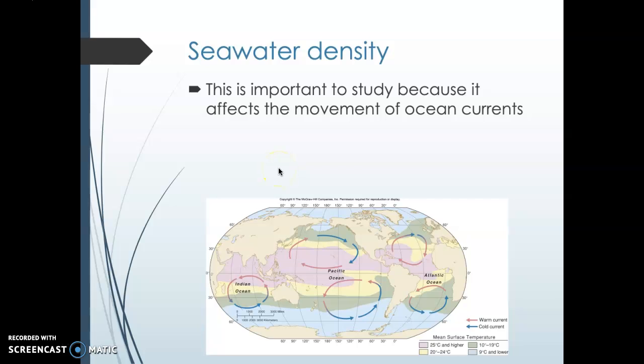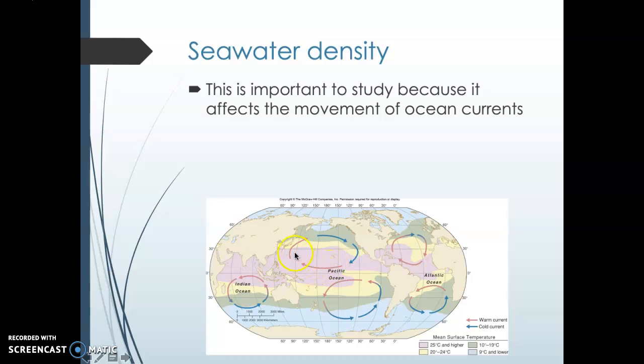So seawater density is important because dense water tends to sink, and this is what helps drive ocean currents and ocean circulation. So at the poles, it's cold, it tends to be a little bit more salty, the water is dense. The water sinks down and it starts to move down towards the equator. When it gets to the equator, it heats up and it rises again.